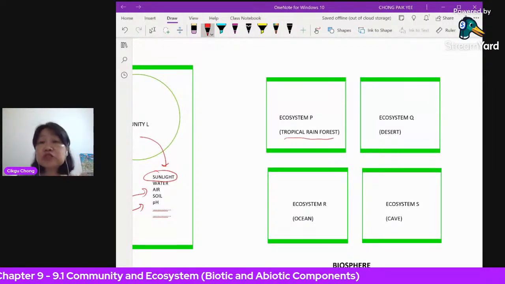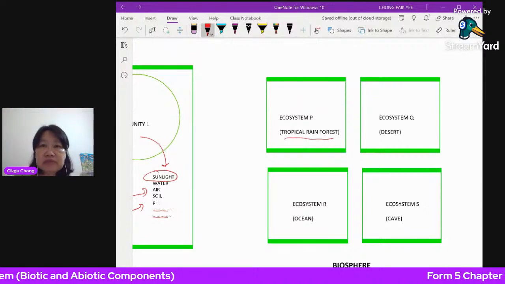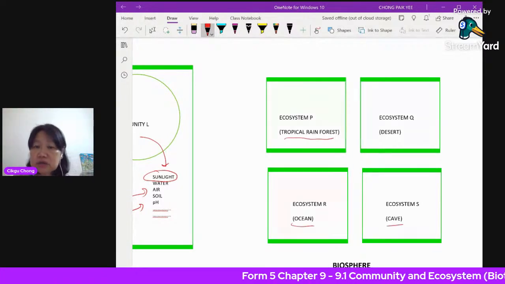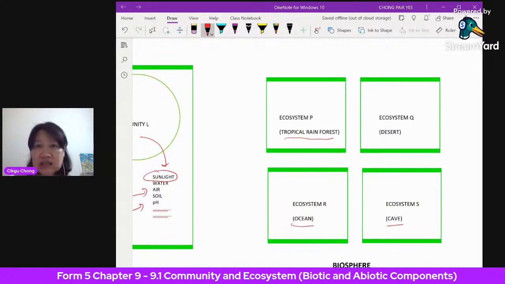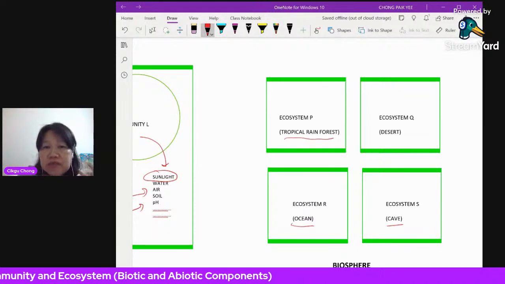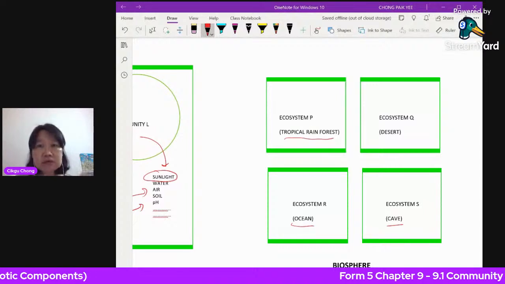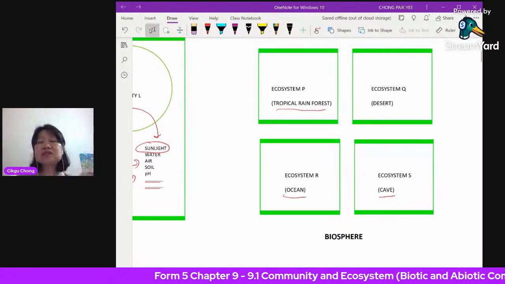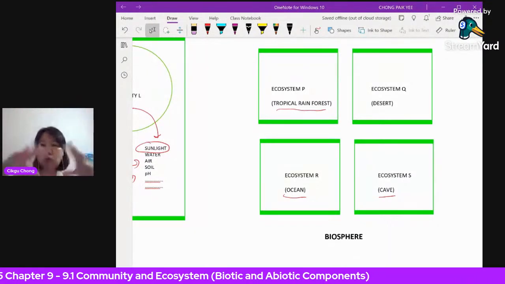Then you go to the ocean, you will see fish, and whales, and all different types of aquatic animals. Then you go to another ecosystem, where you have caves, right? Caves where you have bats, bats staying inside the cave, and other insects, scorpions and so on. So you see, you have different ecosystems on our earth here. Our earth is so big, so huge, and that constitutes the biosphere.